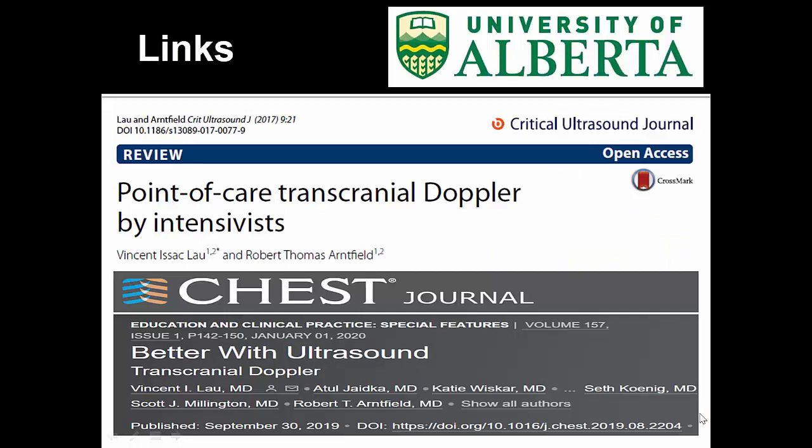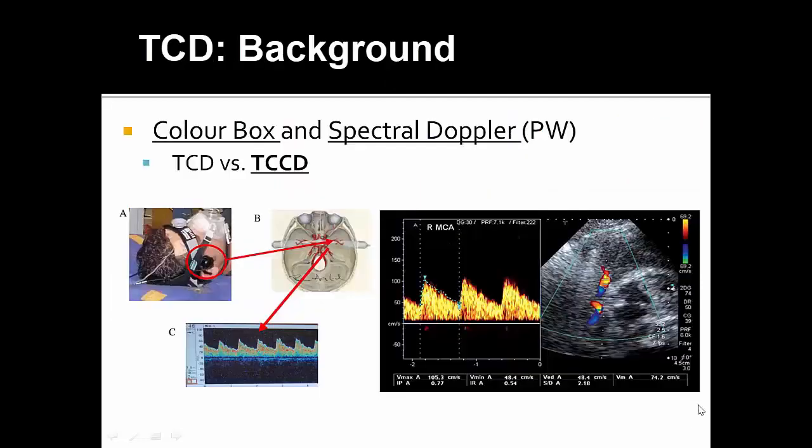Today's podcast will primarily focus on the basics of neurosonology, which includes vasospasm assessment, raised ICP, and cerebral circulatory arrest. For more in-depth coverage, we suggest checking out the articles seen here, which includes the point-of-care transcranial Doppler by intensivists, which will go over the background, calculations, and methodology of this modality, as well as a how-to in the Better with Ultrasound series in CHEST.